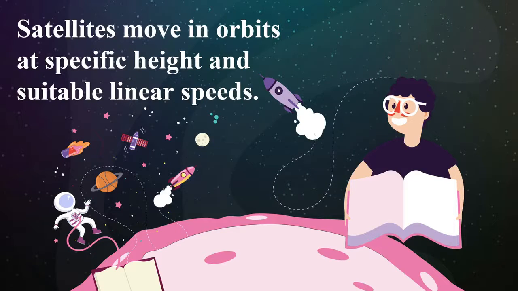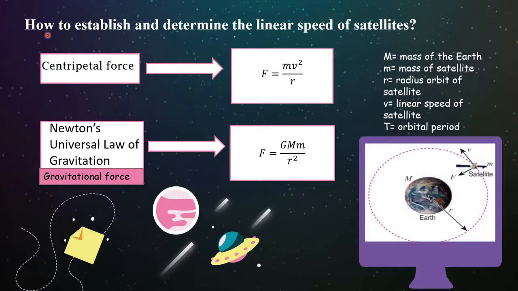Satellites move in orbits at a specific height and suitable linear speed. Linear speed is actually the speed at which the satellite orbits the Earth. How to establish and determine the linear speed of satellites? It means, how can we calculate the linear speed of satellites? Actually, we just use two formulas and combine them, and then we will find the linear speed. Later, I will show you.